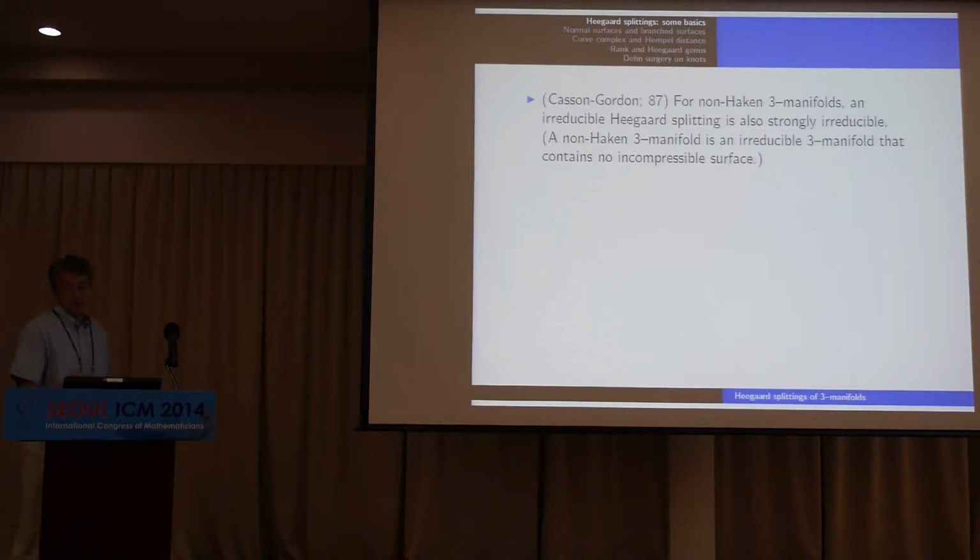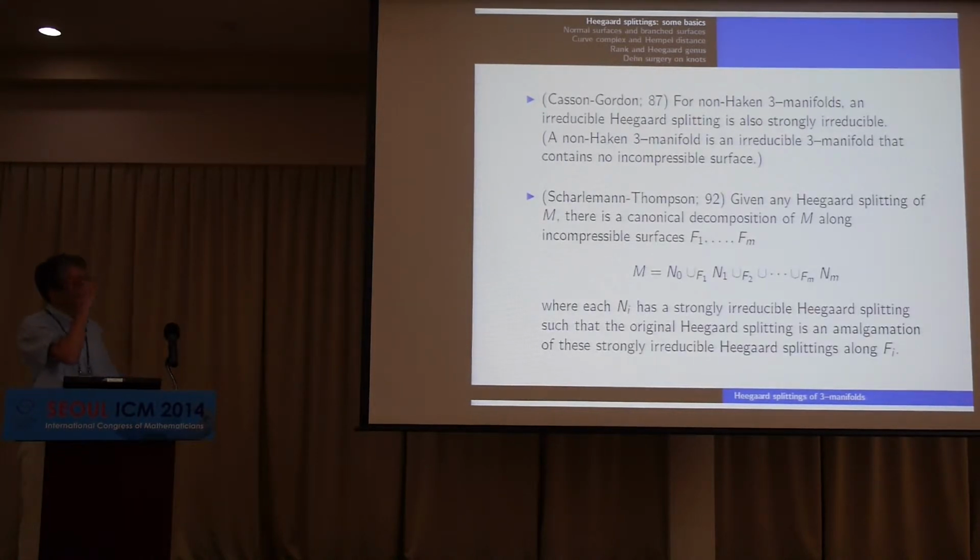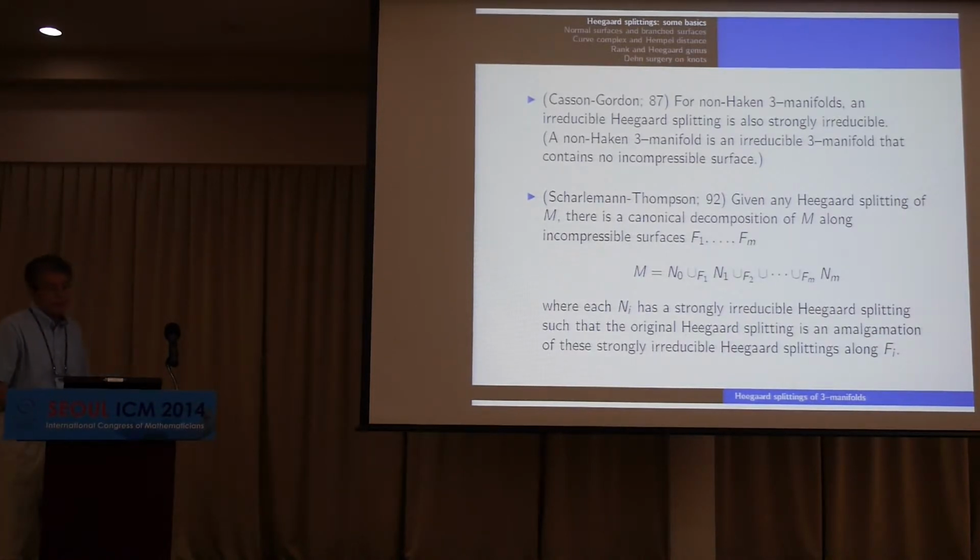Now for Haken three-manifolds, this theorem also gives a very interesting construction of incompressible surfaces. There is a theorem of Scharlemann and Thompson in the early 90s. They show that for any unstabilized Heegaard splitting, there is a canonical set of incompressible surfaces in your three-manifold that divide it into several blocks, and in each one of the blocks there is a strongly irreducible Heegaard splitting. The original Heegaard surface can be obtained by putting all those strongly irreducible Heegaard surfaces together along the incompressible surfaces. That's called amalgamation. So this theorem tells you that even for Haken manifolds, there are a lot of interesting surfaces in your manifold that can be studied.